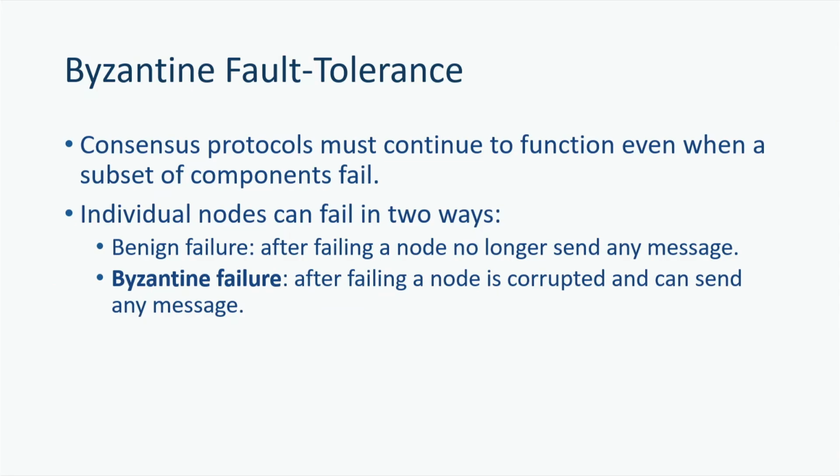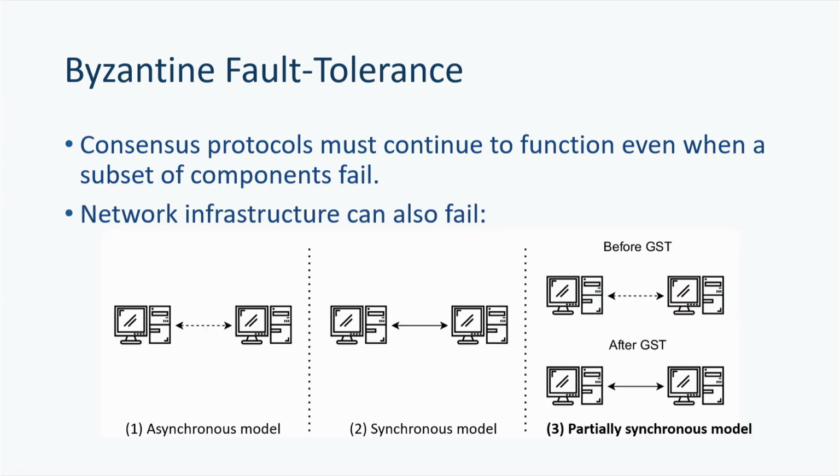So DAG-based protocols belong to a broader class of Byzantine fault tolerance protocols. So in any distributed system, we must prepare for a subset of the components to fail. And by Byzantine fault, we mean after a computing node fails, we assume it is corrupted and can inject any message into the system. And remember that the network infrastructure can also fail. And so we also need to assume the communication model.